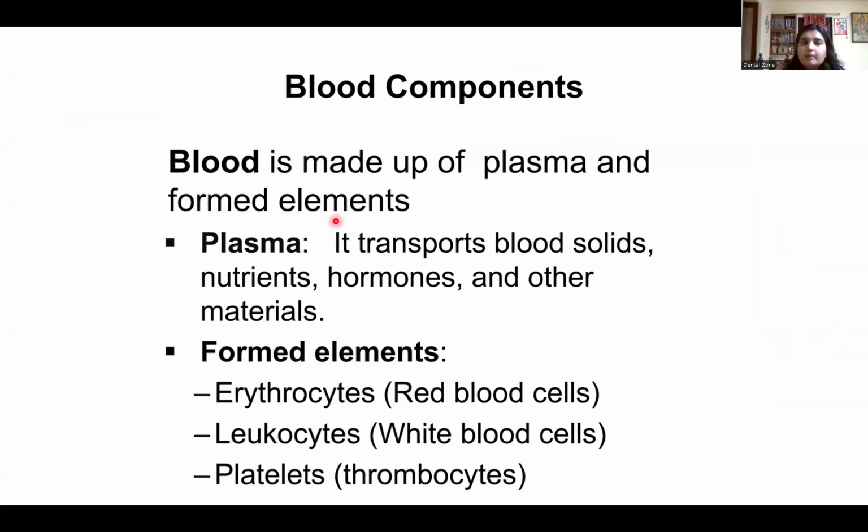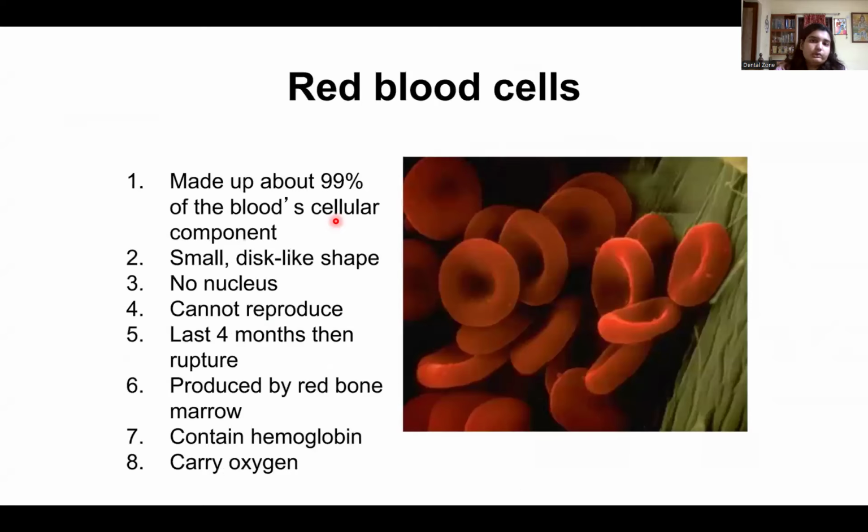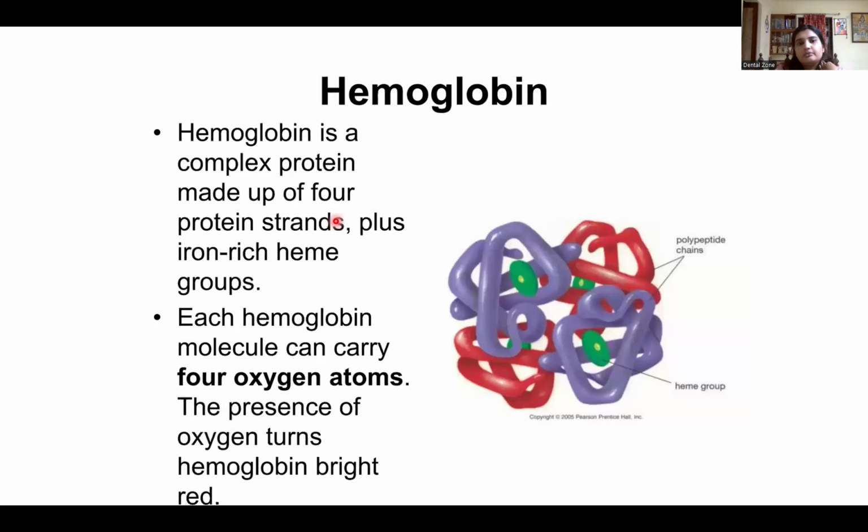Now blood. Blood is made up of plasma and formed elements. In formed elements, we have erythrocytes, leukocytes, and platelets. Okay, all know this. Red blood cells make up 99% of blood's cellular component. They are small, disc-like, and there is no nucleus present. It cannot reproduce. It will last up to 4 months and then it will rupture. It is produced by red bone marrow and it contains hemoglobin and it carries oxygen.